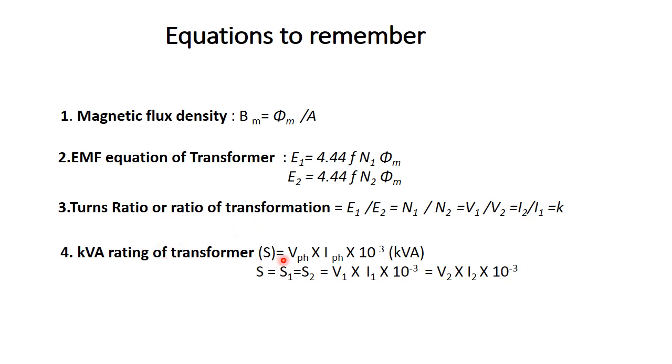kVA rating of a transformer is the multiplication of voltage per phase and current per phase, multiplied by 10 raised to minus 3, represented in kVA. That is S equals S1, primary side, V1 I1 multiplied by 10 raised to minus 3, equals S2, V2 I2 multiplied by 10 raised to minus 3. Load resistance RL is the ratio of V2 by I2.